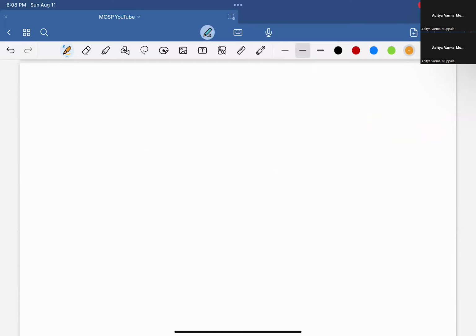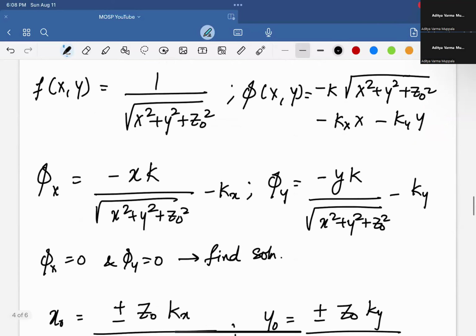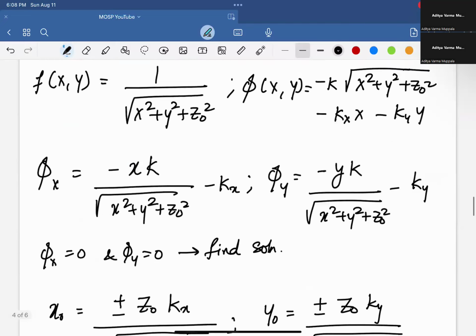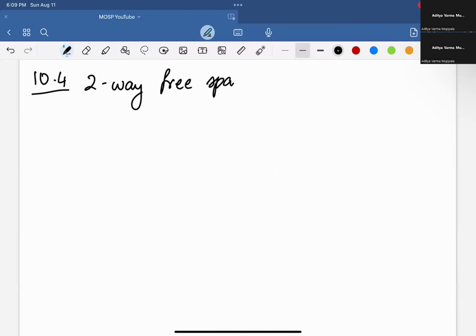I want to treat one more example. Let me just scroll back, sorry about that. We call this the one-way free space Green's function. To be consistent, 10.4: the two-way free space Green's function Fourier transform.